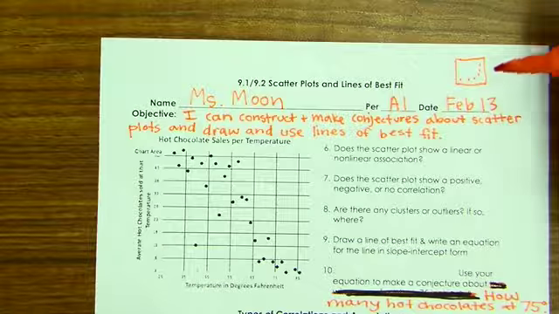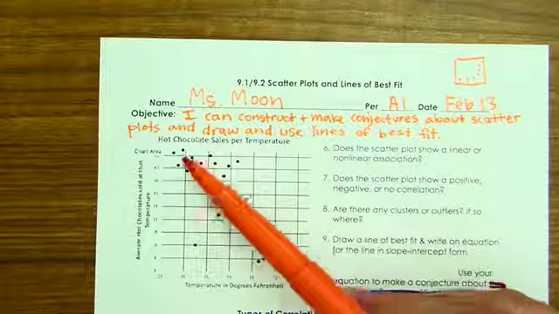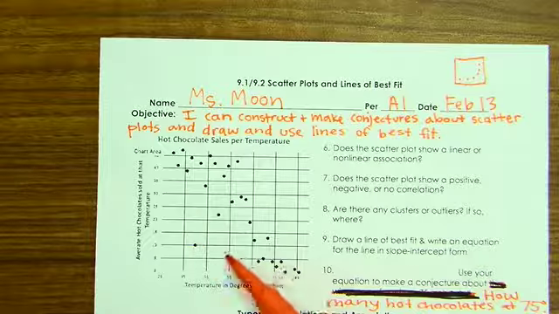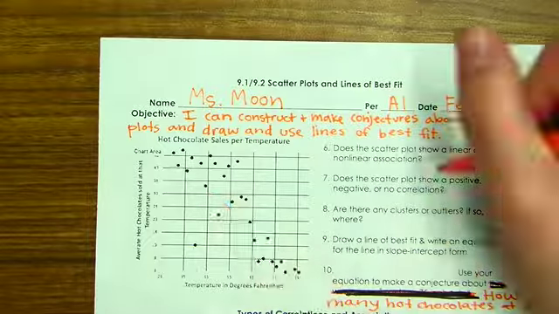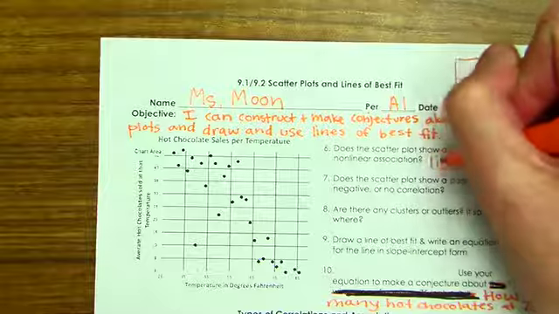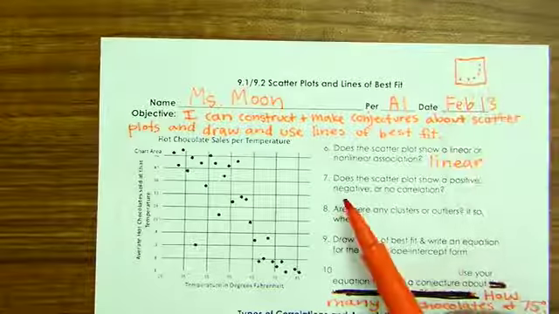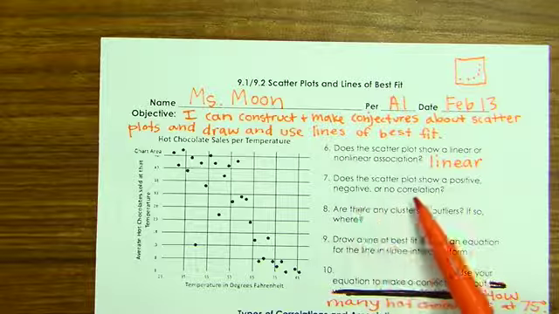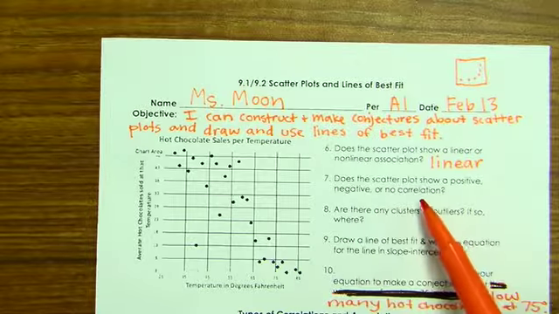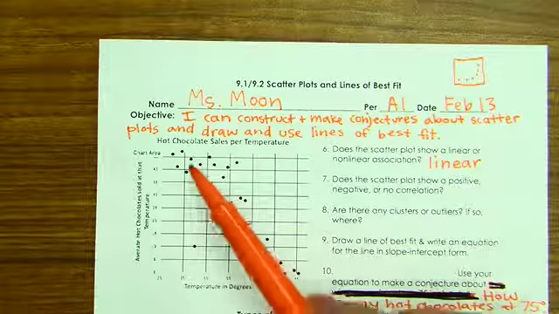All right, so let's look at our plot for this example. These dots generally, except for maybe one random one, follow the pattern of a line, so we're going to say that this scatter plot is linear. Let's do number 7. Does the scatter plot show a positive, negative, or no correlation? So this basically is asking about the trend in the data.